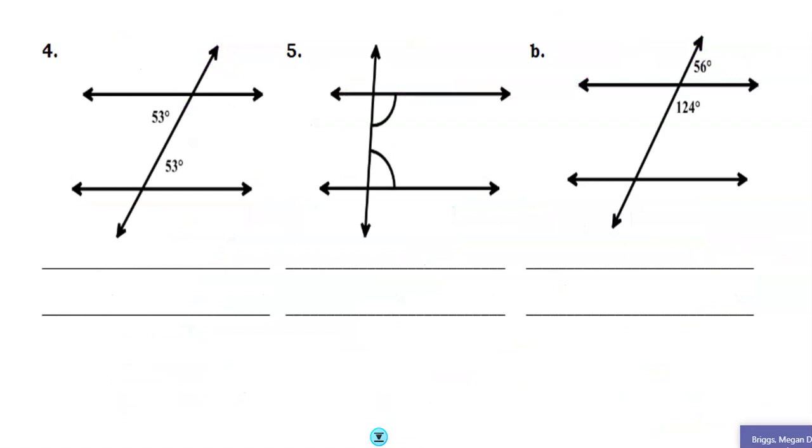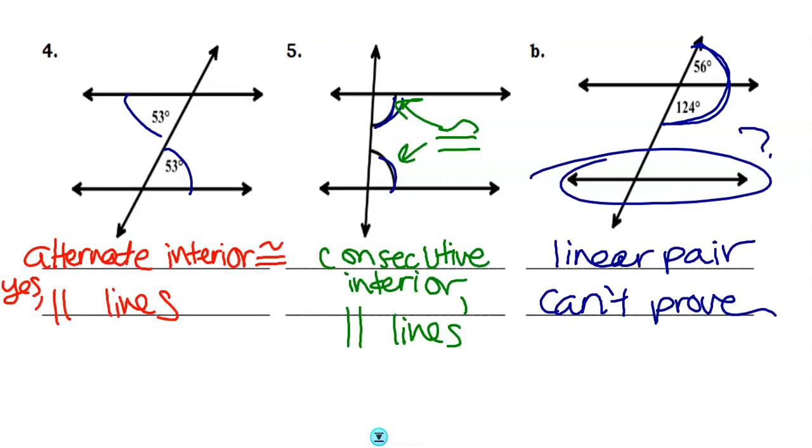All right, so let's try these ones out. Number 4, what are these? Number 5, what type of angles are those? And B, what type of angles are those? Try those ones out and check back with me on your answers. All right, so here are your answers.